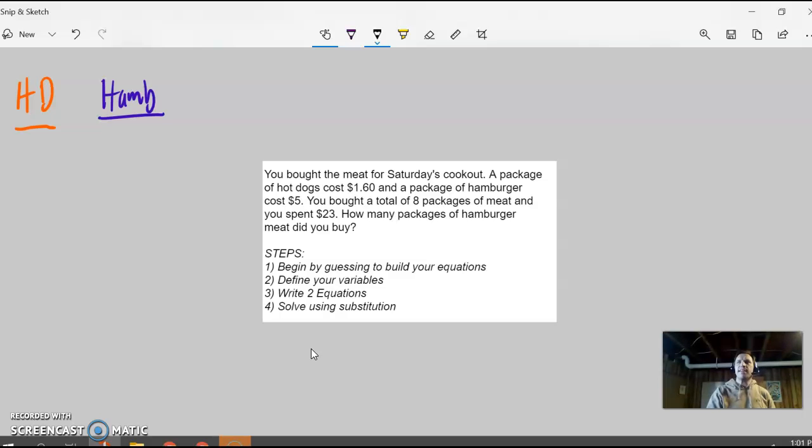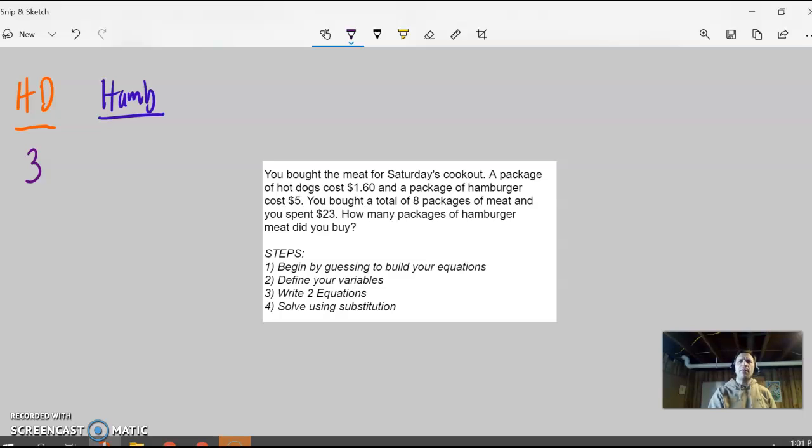This problem says that a package of hot dogs costs $1.60 and hamburgers cost $5. You bought a total of 8 packages of meat and you spent $23. How many packages of hamburger meat did you buy? Well, we could list out all the possibilities, right? But if we guess that we bought 3 packages of hot dogs, how many packages of hamburgers would that mean?